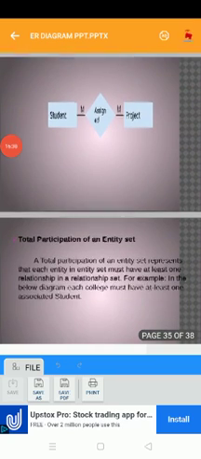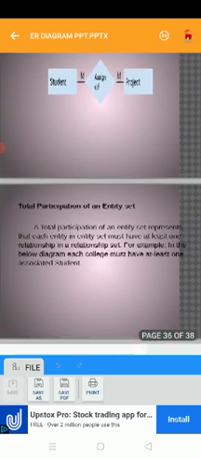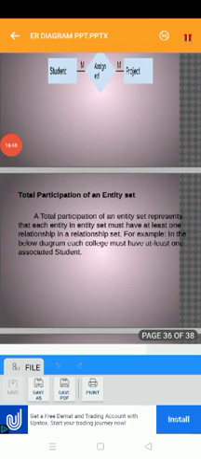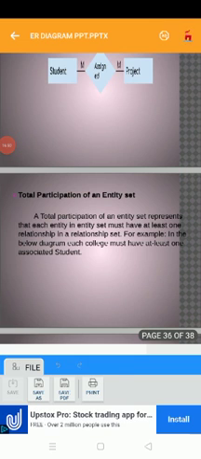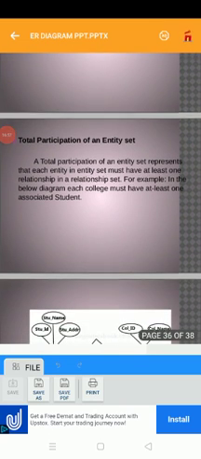Next, the participation of an entity set. Total participation of an entity set represents that each entity in the entity set must have at least one relationship in a relationship. For example, in the below diagram, each college must have at least one associated student.